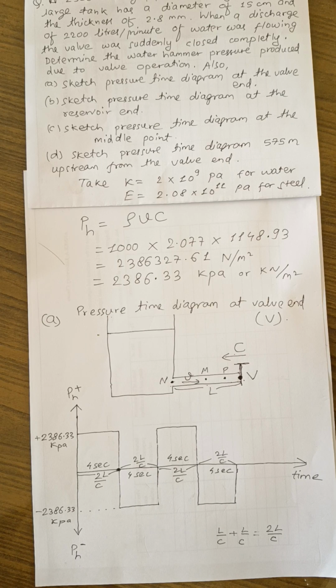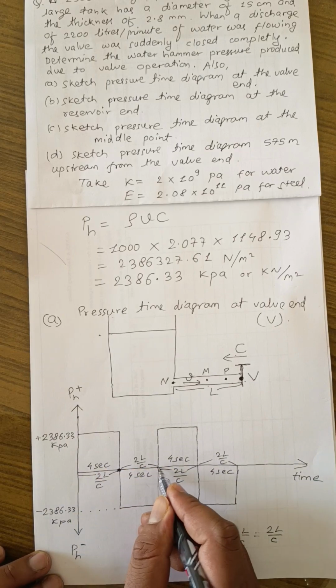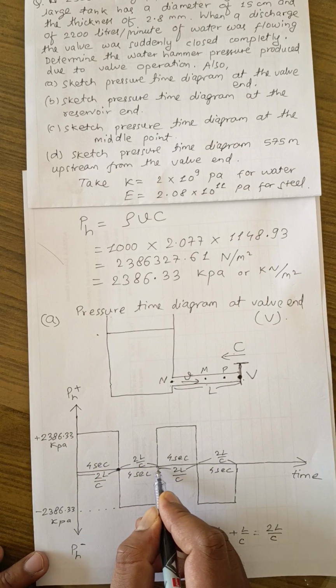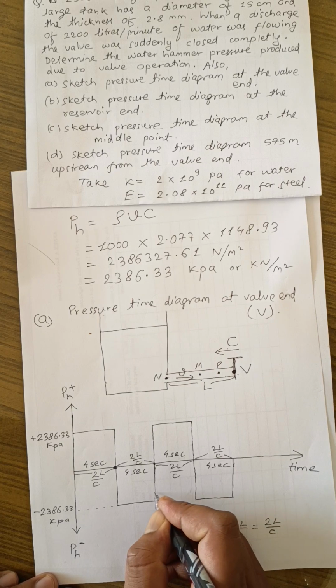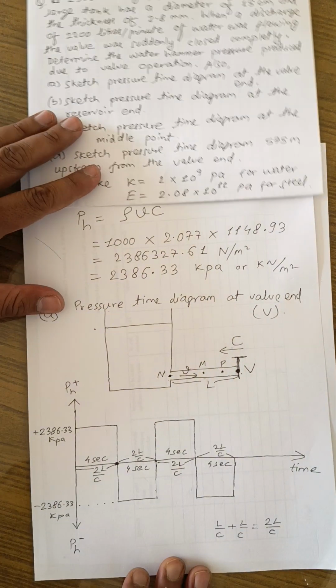So after 8 seconds of closure, 4 second plus 4 second is 8 second, you have to say that after the 8 seconds of closure the pressure is how much? Just left negative pressure, just right positive pressure. You have to say like that. So after 4 seconds of closure, how much is the pressure?